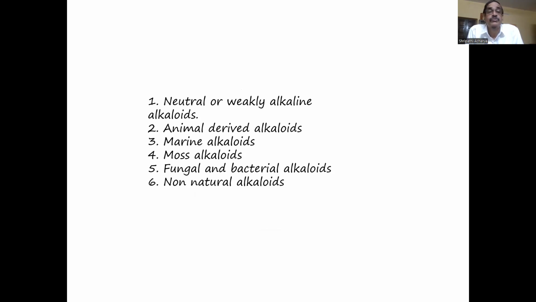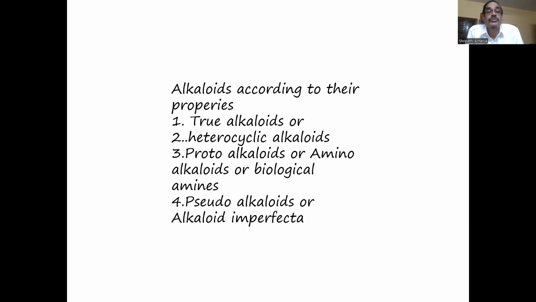So classification: 1. Neutral or weakly alkaline alkaloids. 2. Animal-derived alkaloids. 3. Marine alkaloids. 4. Moss alkaloids. 5. Fungal and bacterial alkaloids. 6. Non-natural alkaloids. Alkaloids according to their properties: 1. True alkaloids or heterocyclic alkaloids. 2. Protoalkaloids or amino alkaloids or biological amines. 3. Pseudoalkaloids or alkaloid imperfecta.